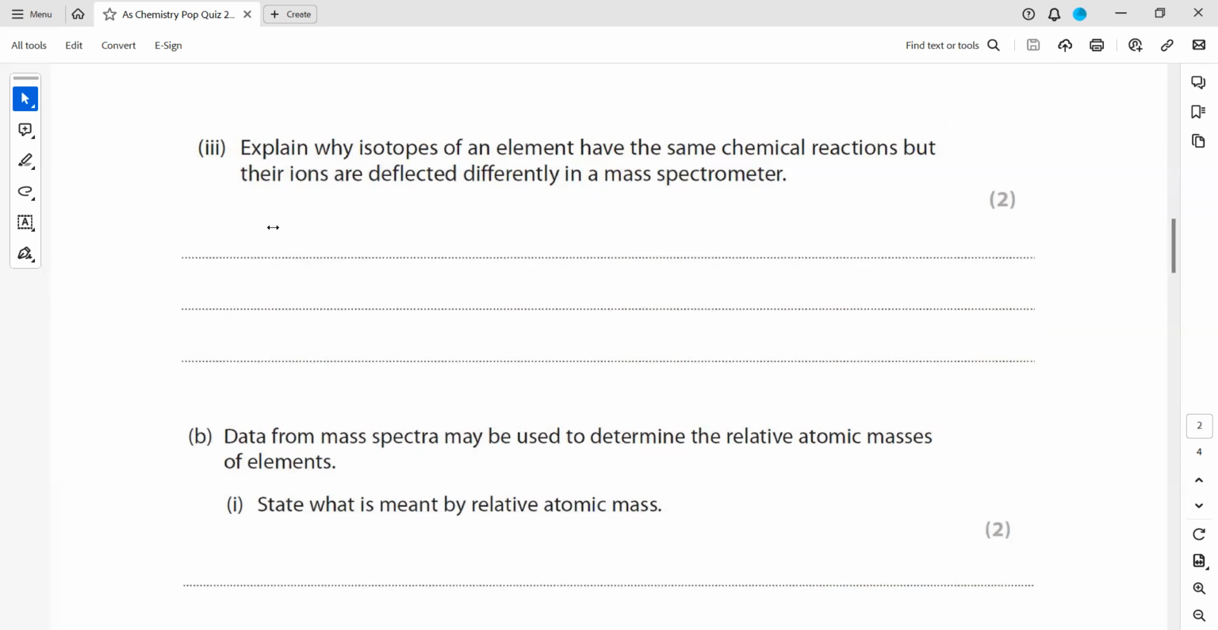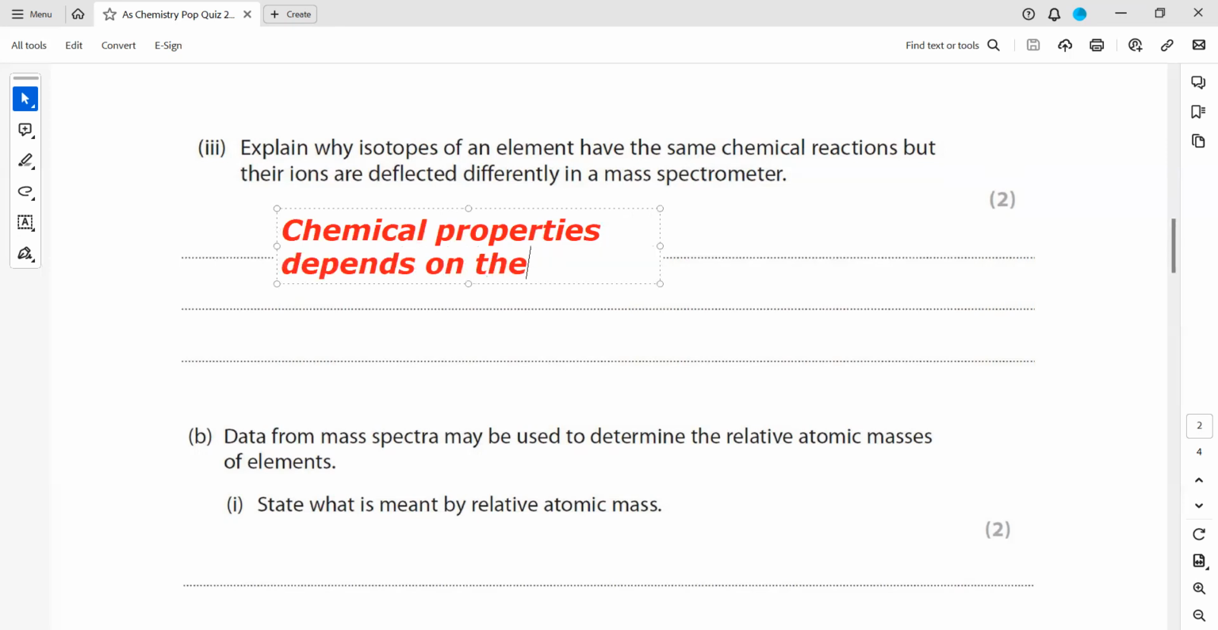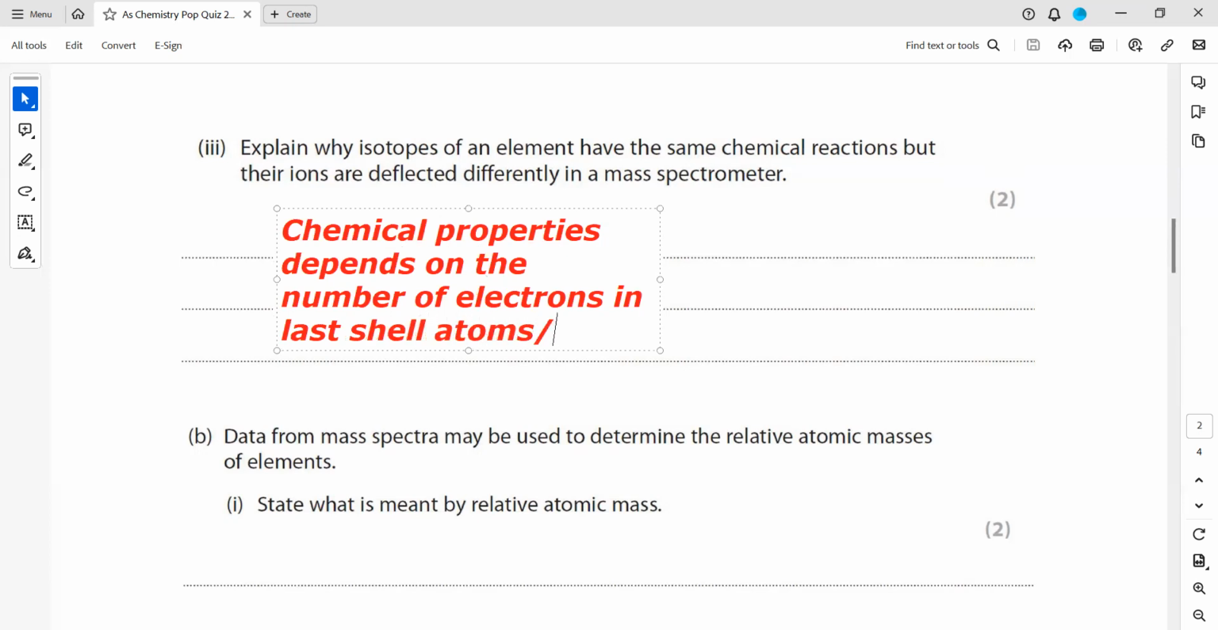So the chemical properties, you can write here, depend on the electronic structure or the number of electrons in the last shell. So atoms or isotopes have the same number of electrons in the last shell.